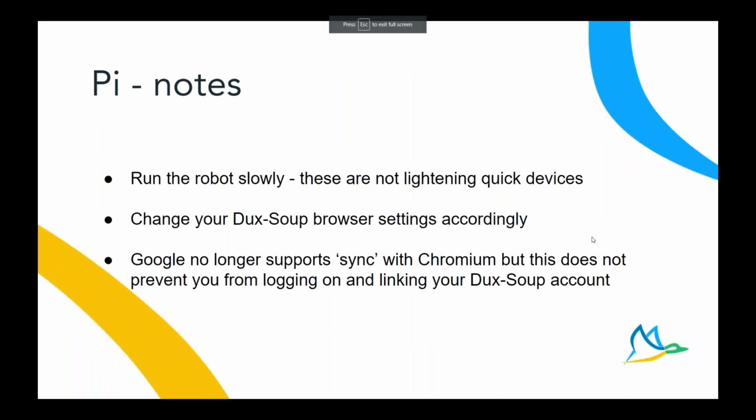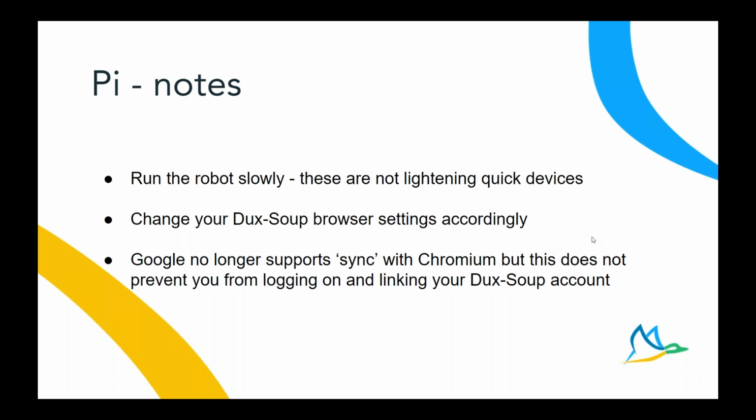There we go. Run the robot slowly. Remember that a Raspberry Pi does not have the processing or computing power of a laptop, of your Windows laptop or your MacBook. So run things slowly. It takes time for the robot to gather the data from each page. So I'd recommend changing the browser performance settings accordingly.